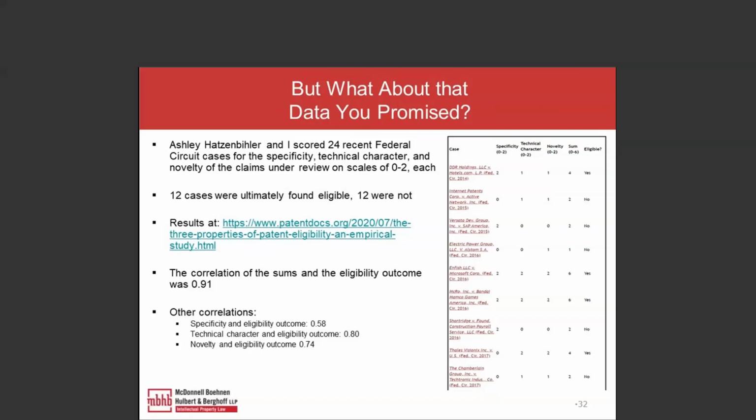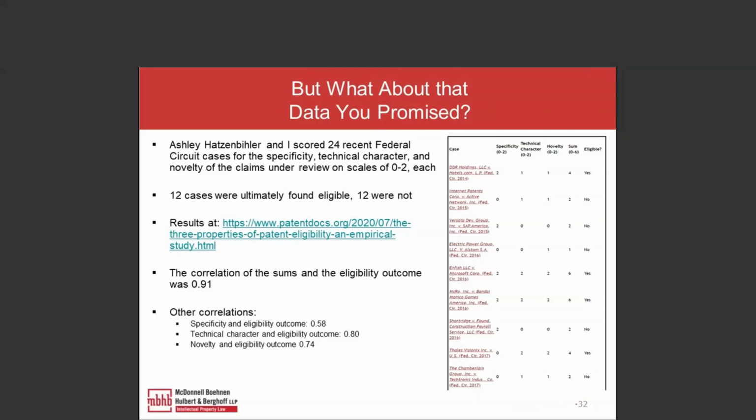But in this case, I would argue that it is, because we know what the Federal Circuit is saying. And if we look at these cases, the Federal Circuit is saying, because this claim is specific, it is eligible. Because this claim lacks novelty and is too close to the prior art, it is not eligible. We have that data. So I would argue that this correlation indicates a very strong causational relationship between the 3 factors and the outcome. And that means that if you write claims to have these 3 factors, you're much more likely to have a positive 101 experience than not.